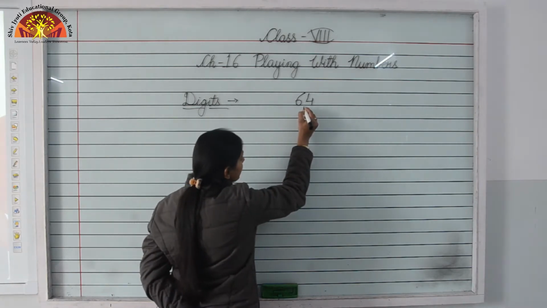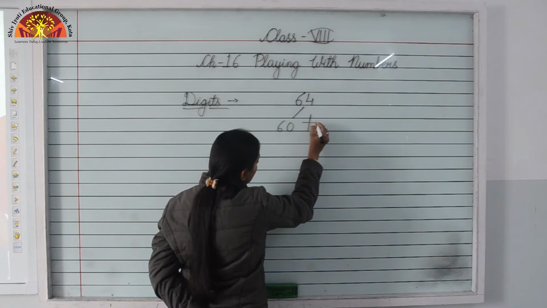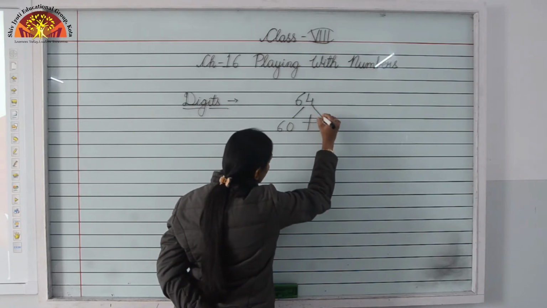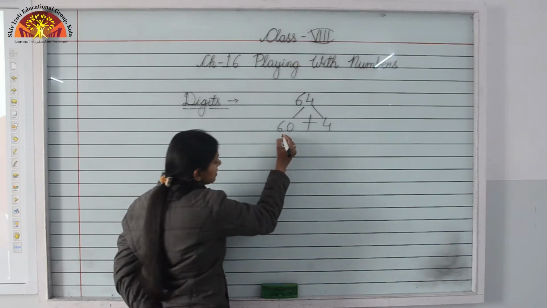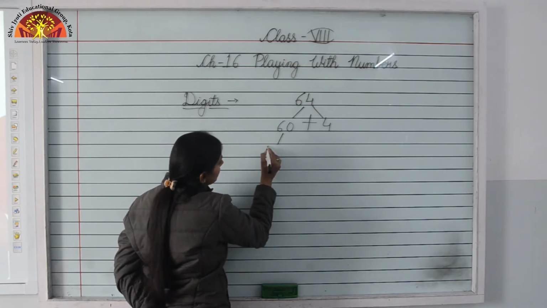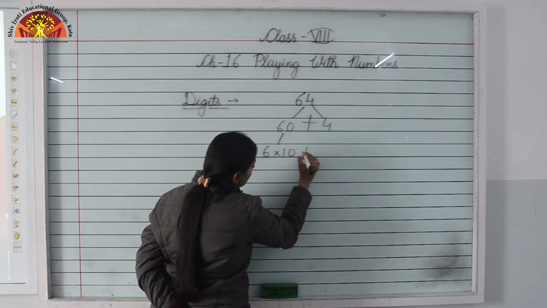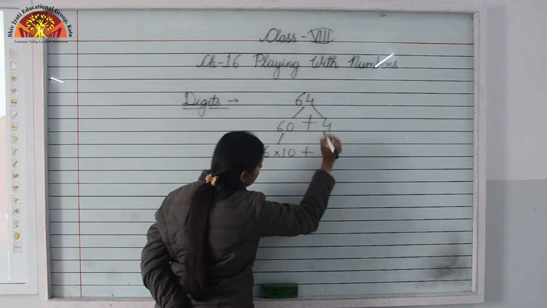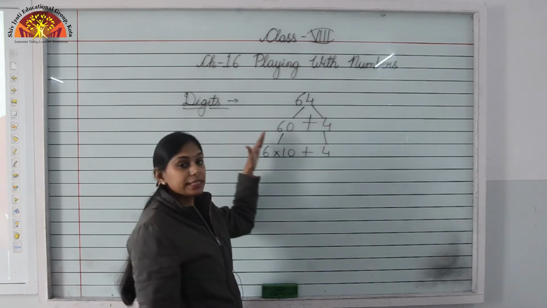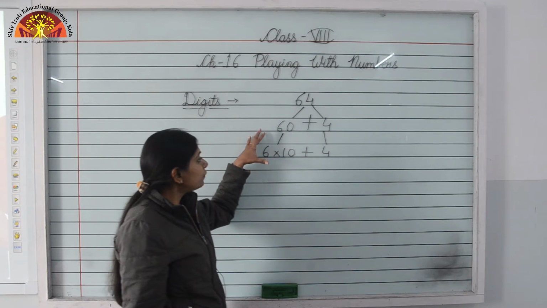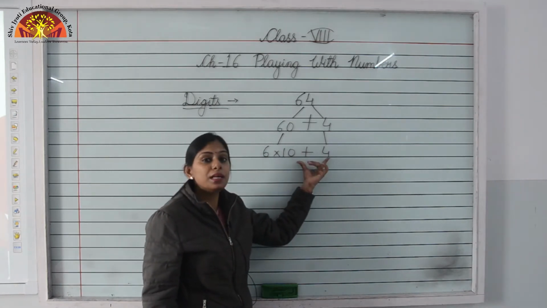Then we can also write it as 60 plus 4. How can we write 64? 60 plus 4. Further, how can you write it? That is 6 into 10 plus 4. Is it clear? So how can you split up 64? That is 60 plus 4, and you can further split 60 as 6 into 10 plus 4.